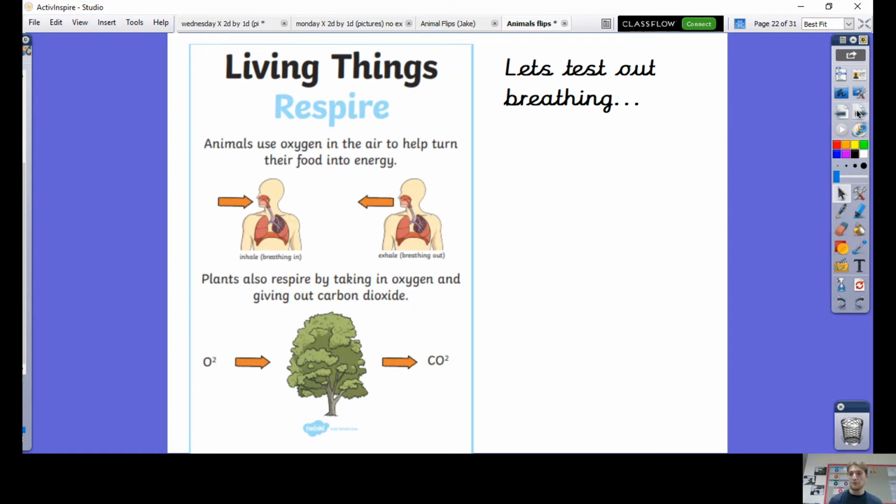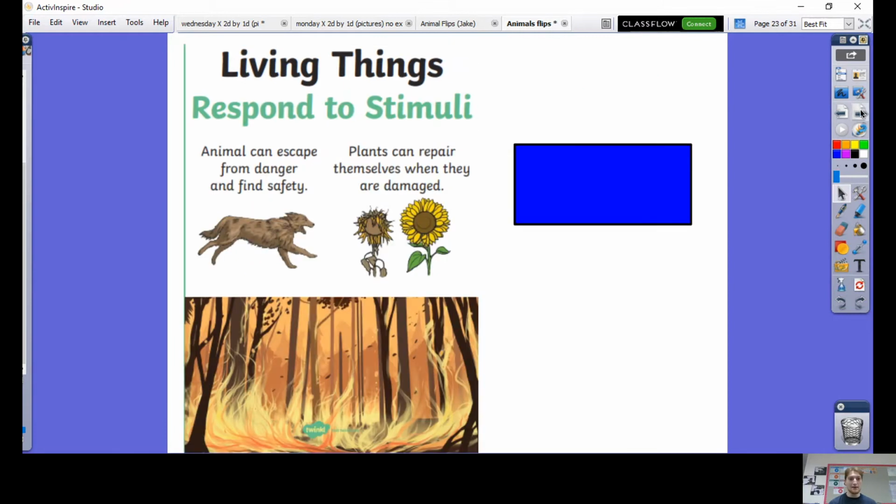We can respire, so we can do both the things that Mrs. Gretton at the moment has found out that we need to be living. So at the moment, we're on our way to be living things. Right, next thing, living things can respond to stimuli. Okay, we can react to different things.